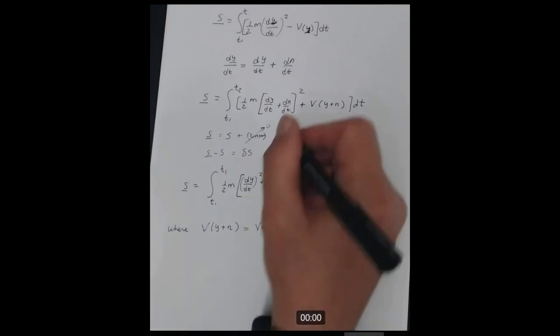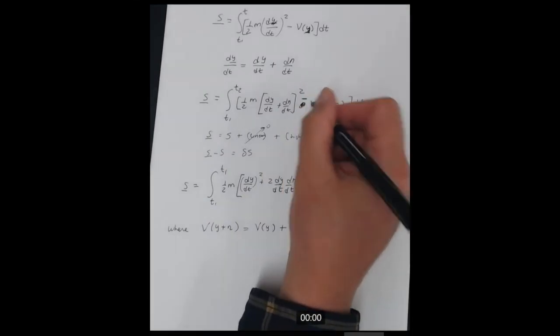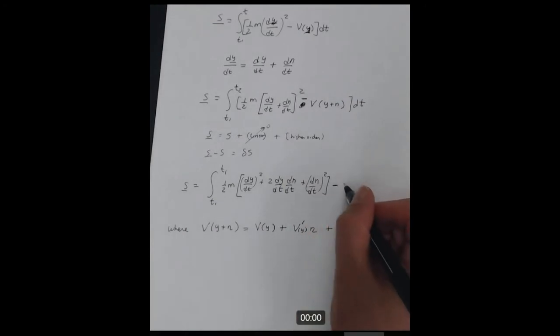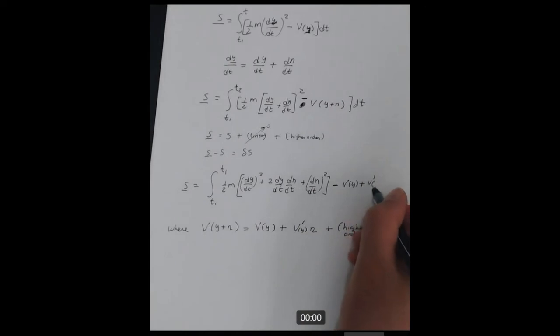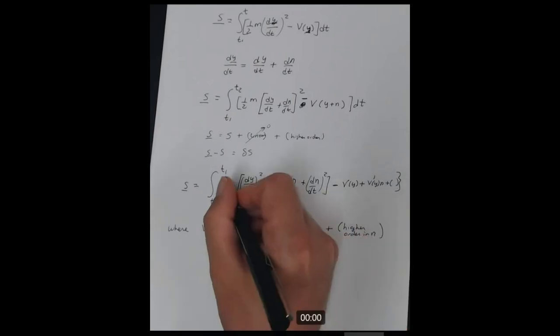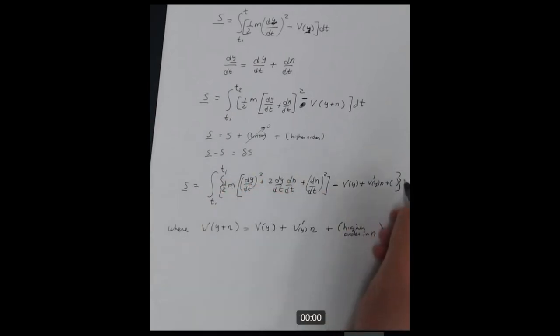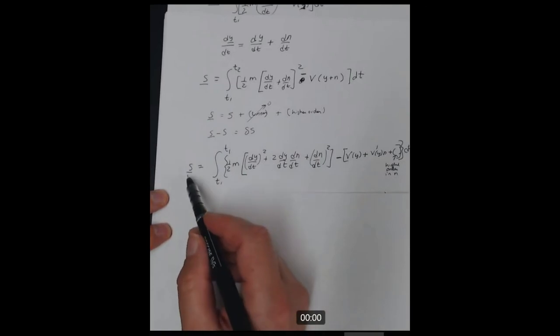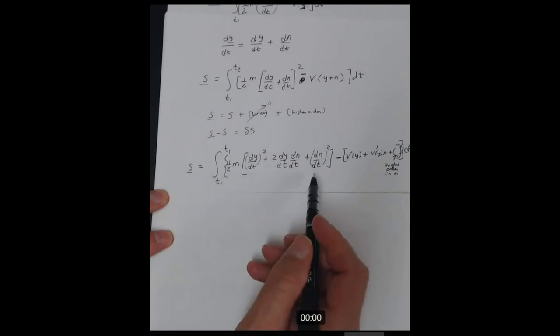So when I stick, oh, I'm sorry, I see a mistake up here. That should be a minus sign, by the way. So I'm going to put that in here. It's the higher order stuff. So now I have my action from my alternate path written like this.